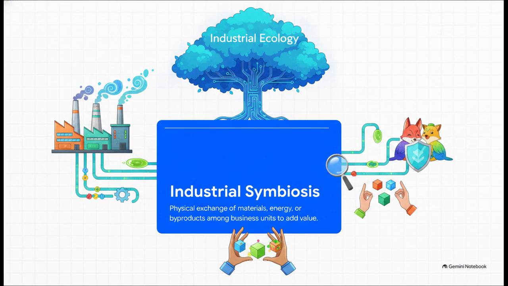Industrial symbiosis is a highly effective subset of industrial ecology. So while industrial ecology is the broad science and study of these systems, symbiosis is the actual physical exchange happening on the ground. It's the trading of materials, energy, water, or byproducts among different industrial or business units. Think about the biological definition of symbiosis: organisms living together for mutual benefit. Well, here, it's factories doing exactly the same thing.